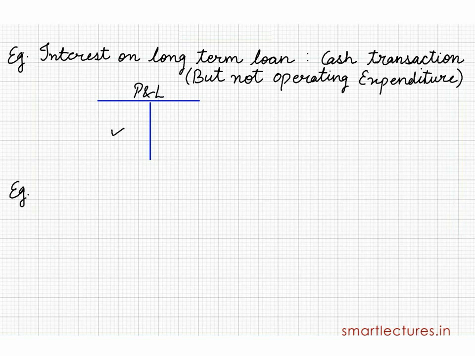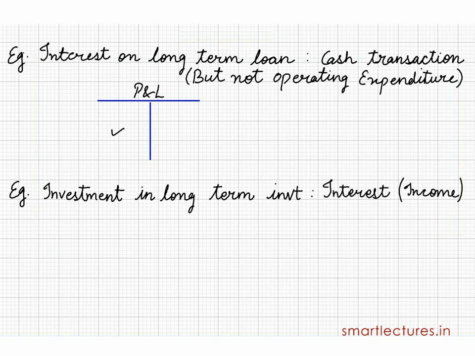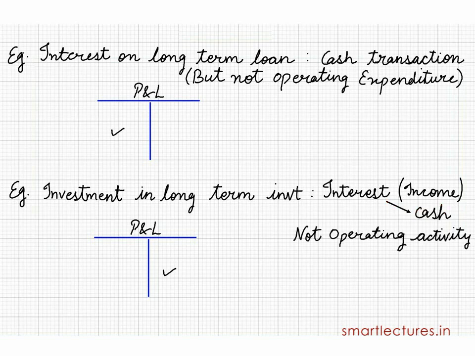And in the same way, if you have invested money in a long-term asset, I mean to say in some long-term investment, naturally you will get some interest. That will be your income, and that income is always placed on the credit side of the income statement. That income, interest on investment, is a cash transaction, but it is not an operating activity, because any income on long-term investment is not an operating item.